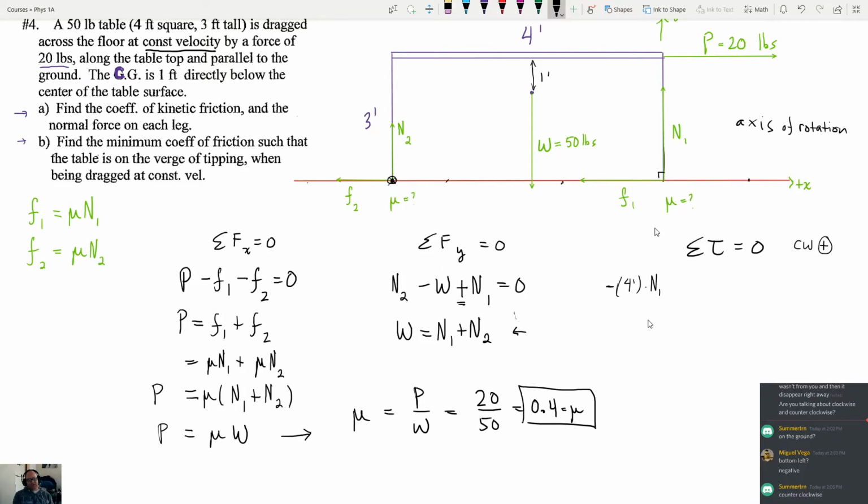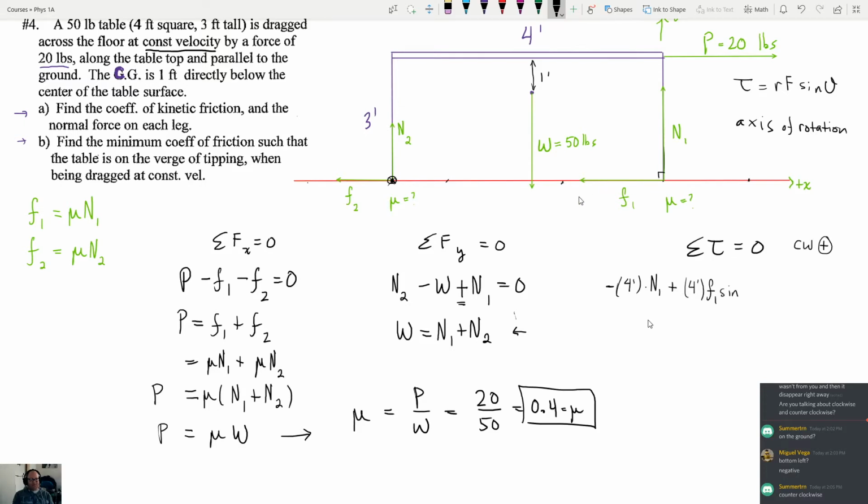Let's do F1. So for F1, we're going to write down the distance to that force, which is, again, 4 feet. And then, just to remind you, this is our definition of torque. Torque equals RF sine theta, where theta is the angle between the R and the F. So for F1, we'll have 4 feet multiplied by F1, and then times the sine of, what's the angle between those right there?